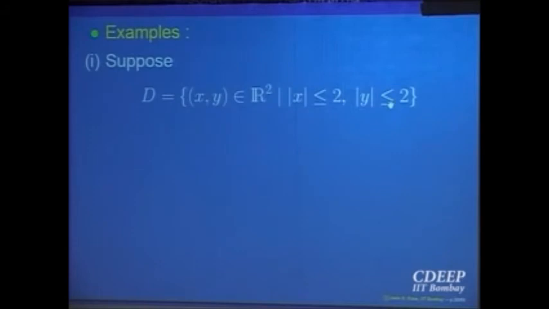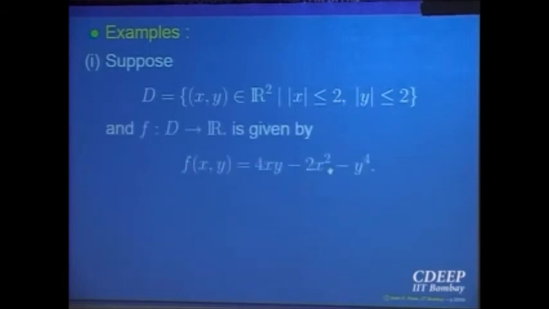So what is the domain? Mod x less than or equal to 2, mod y less than or equal to 2, so it is a rectangle or a square, right, centered at origin of length minus 2 and plus 2 on either side. And this is the function we want to analyze. This is a polynomial function, so it is continuous. Domain is closed and bounded. We have included the boundary, less than or equal to 2. So domain is closed and bounded, the function is continuous, so it will have absolute maximum and it will have absolute minimum. Now we want to find it.